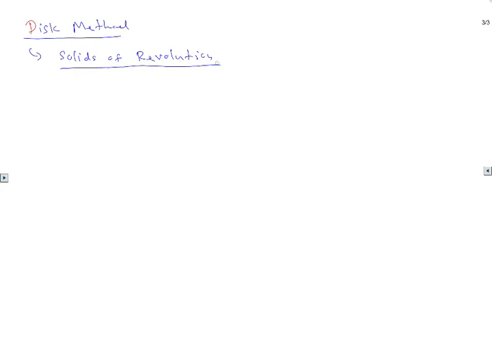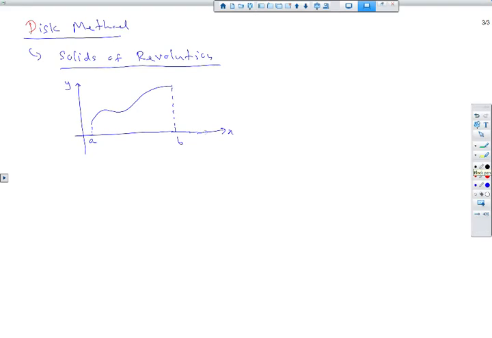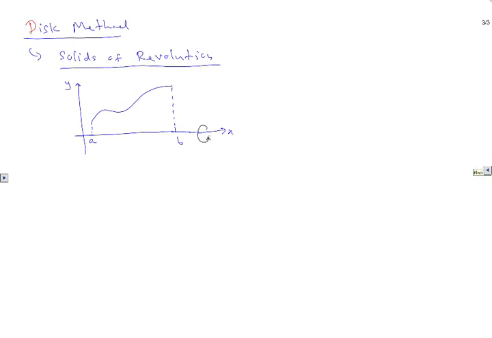Let's say you have a curve, something like that. That's a curve which is going from A to B. Now what we're going to do is rotate this about an axis, any axis pretty much. So you pick an axis and rotate. Just to make things easy, I'm going to rotate about the x-axis first.